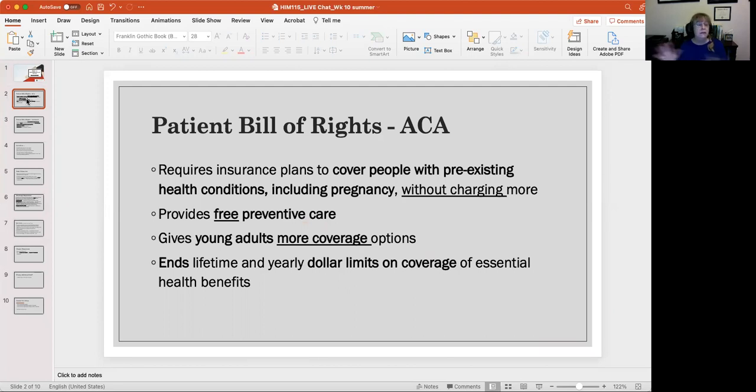So we've now been living with this for about 11 years, and it's really important that you understand, as up-and-coming health information professionals, what your patients have a right to. But this is also maybe a little more important for you personally, because you need to know your rights when you are a patient or the loved one of a patient.